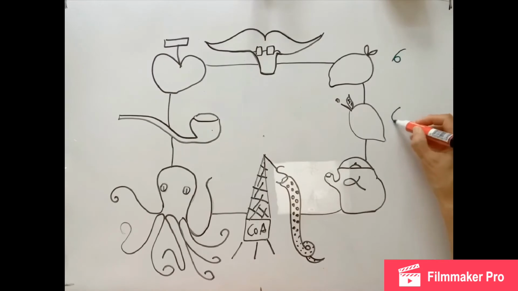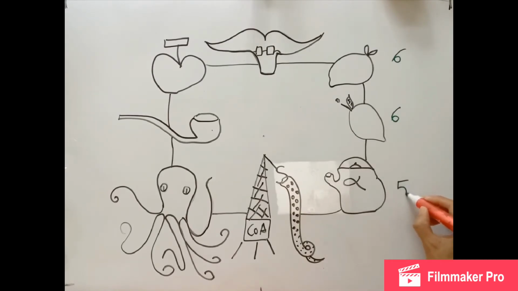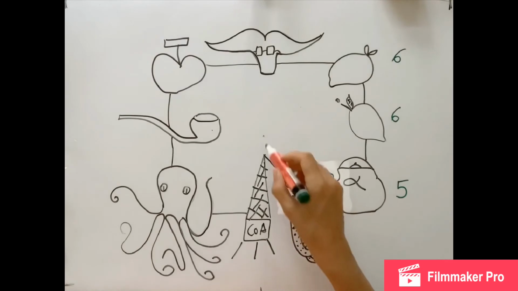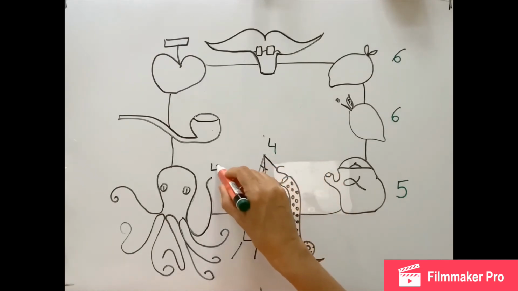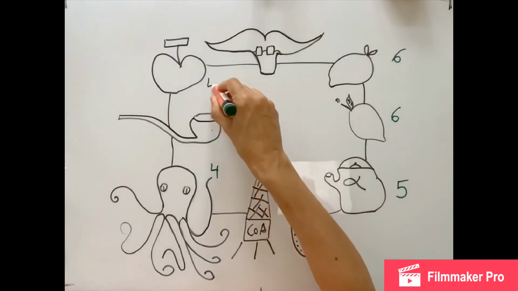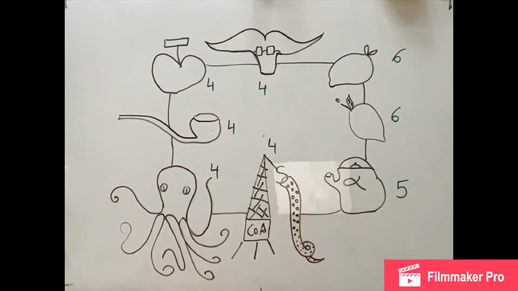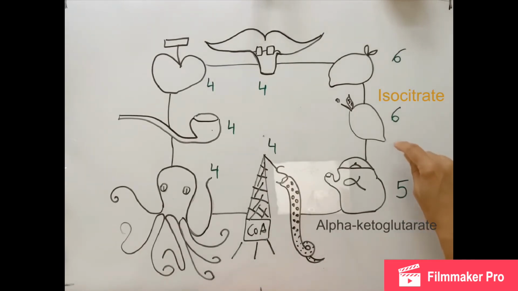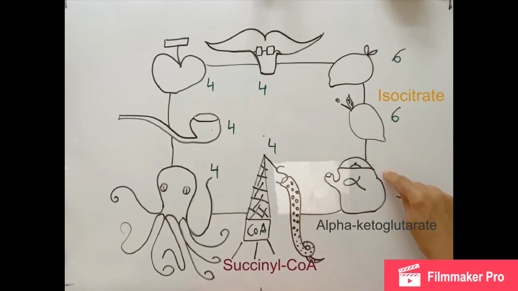6 for each lemon, citrate and isocitrate. 5 for alpha ketoglutarate, and everybody else will have 4 carbons. So it's easy to see where the 2 carbons are lost, or the 2 CO2, between isocitrate and alpha ketoglutarate, and from 5 to 4 between alpha ketoglutarate and succinyl coenzyme A.